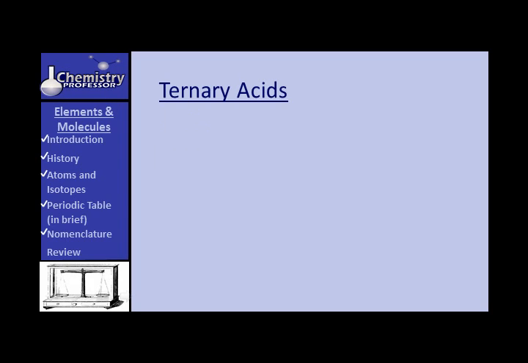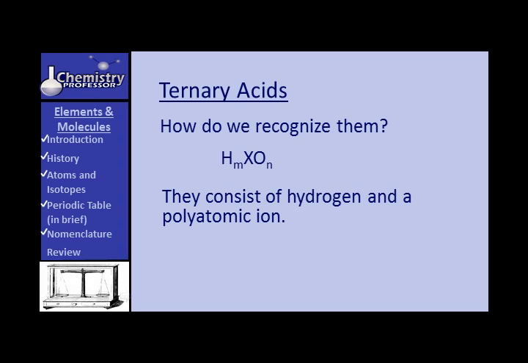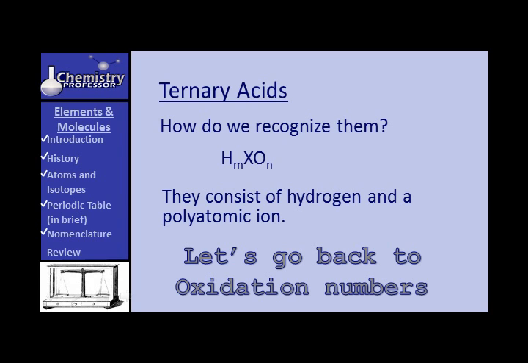Let's start with these ternary acids. Now, how do we recognize them? Well, acids have hydrogen at the beginning of their formulas, the most common way that you recognize them. So it's H sub M, X, O sub N. When we talk about ternary compounds or ternary acids, they're going to have hydrogen in them, they're going to have oxygen as a rule, and they're going to have something else in the middle. There is an exception, but we'll deal with that later. They consist, if you will, of hydrogen and a polyatomic ion now, or a radical. Let's go back and have a look at the oxidation numbers again. So pull out your oxidation sheet.